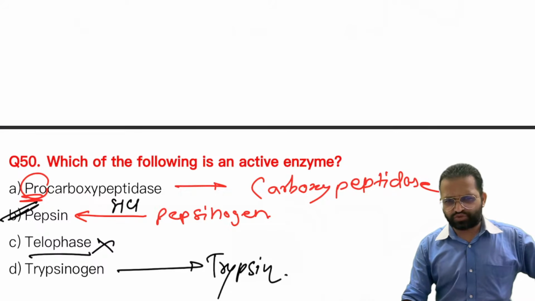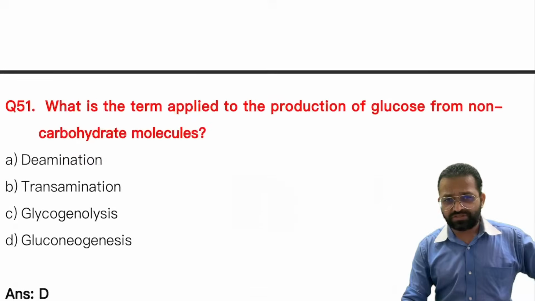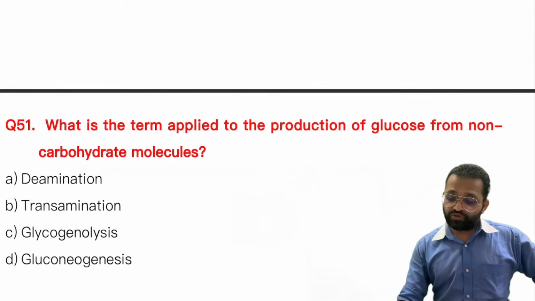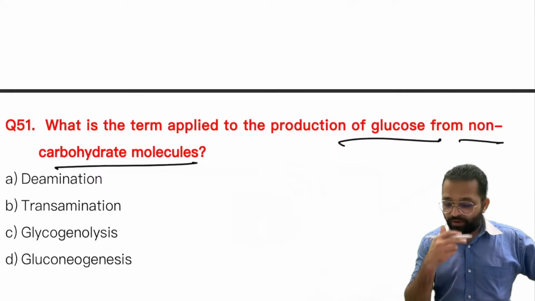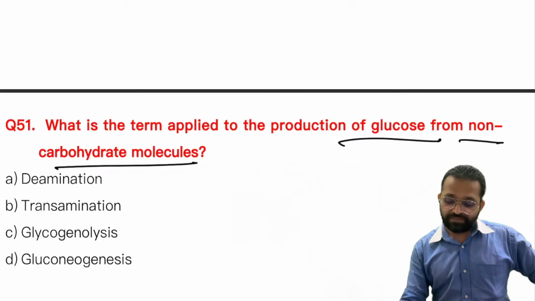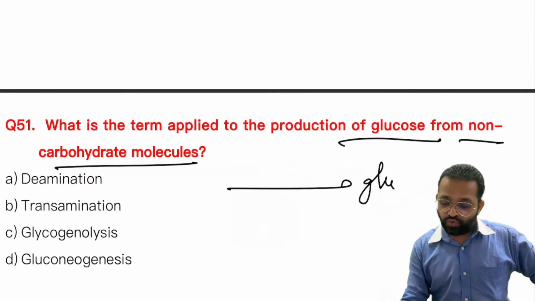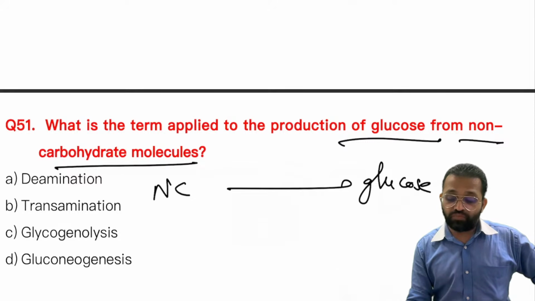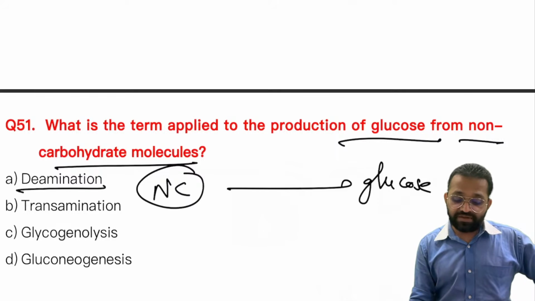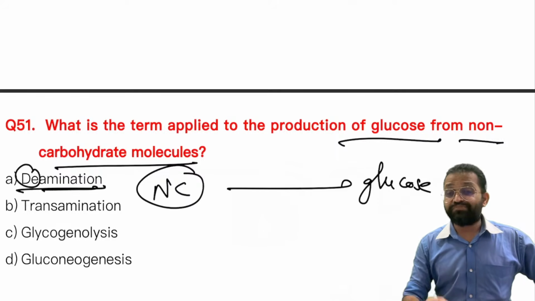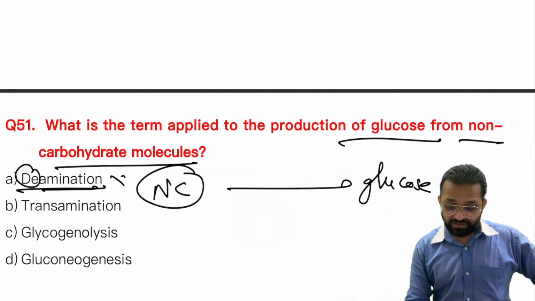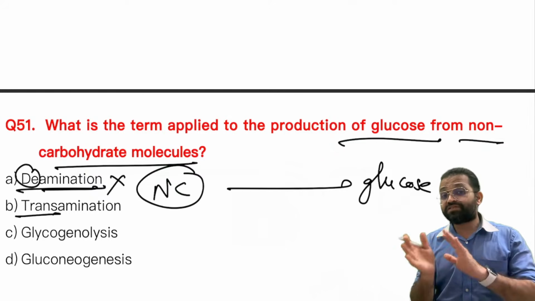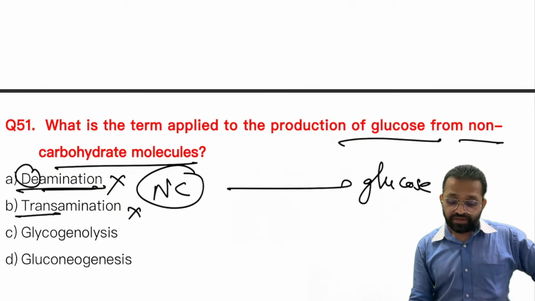Now, one bonus question. We targeted 50 questions. Yes, this is the bonus question. What is the term applied to the production of glucose from non-carbohydrate molecules? So, glucose production from non-carbohydrate molecules. Deamination means removal of the amine group, no. Transamination means transfer of the amino group, no.